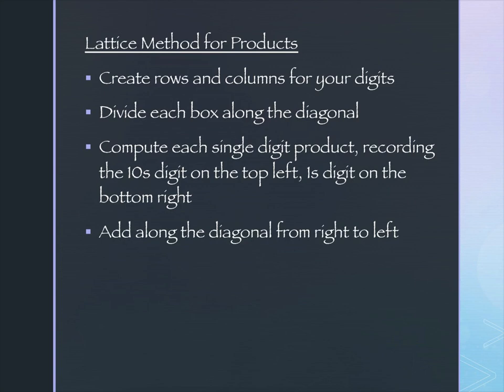So let's just talk through what you do. You create rows and columns for your digits. You divide the boxes along the diagonal. You compute the single digit products with the top or the tens digit in the upper left corner and the ones digit in the bottom right corner. And then you add along the diagonals from right to left.